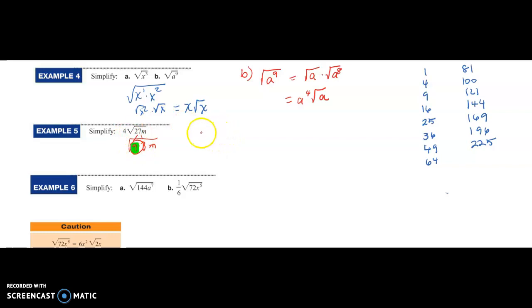But there is a 4 outside the radical. So what I'm going to do is multiply 3 times 4 and get 12, and then I'm going to leave behind the 3 and the m. So that's simplest form of this example 5. Factor out a perfect number, 9, take the square root of it, and then multiply by that number on the outside, leaving 3 and m. M has no ticket out because it doesn't have a friend, it's not an even number, and it's not a perfect number.